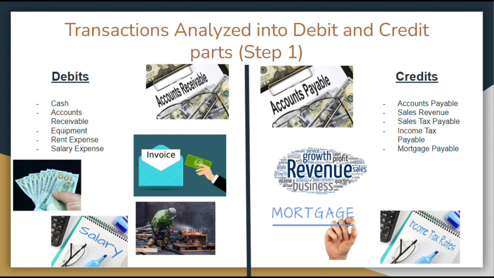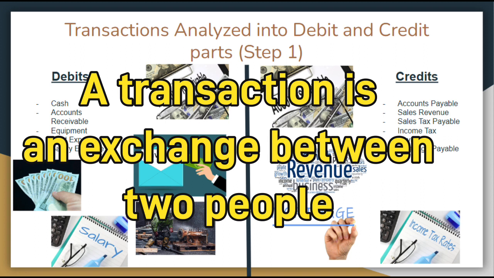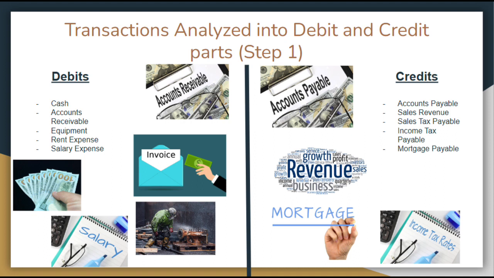So next, the transactions are analyzed into debit and credit parts. So the debit part would include cash, accounts receivable, equipment, rent expense, salary expense. Accounts receivable is like when someone owes you something for you providing a service or a product. Rent, salary expense, pretty self-explanatory there.